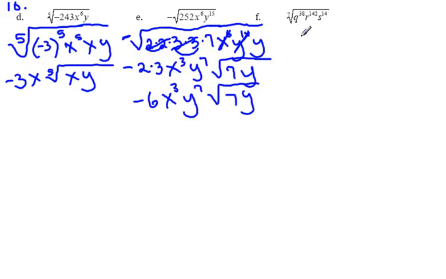Okay, moving on to F, I have the 7th root of q to the 38th, r to the 142nd, s to the 14th. Remember the rule here, since I don't have any numbers to find out if I have a 7th root of, these need to be multiples of 7 for me to be able to take the root. I'm looking for 7 identical factors.